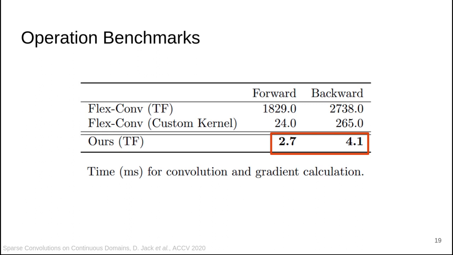We outperformed their pure TensorFlow implementation by nearly 3 orders of magnitude in terms of both computation time and memory requirement. Compared to their custom CUDA implementation, ours can perform inferences almost an order of magnitude faster and some 60 times faster for a forward and backwards pass as required for training.